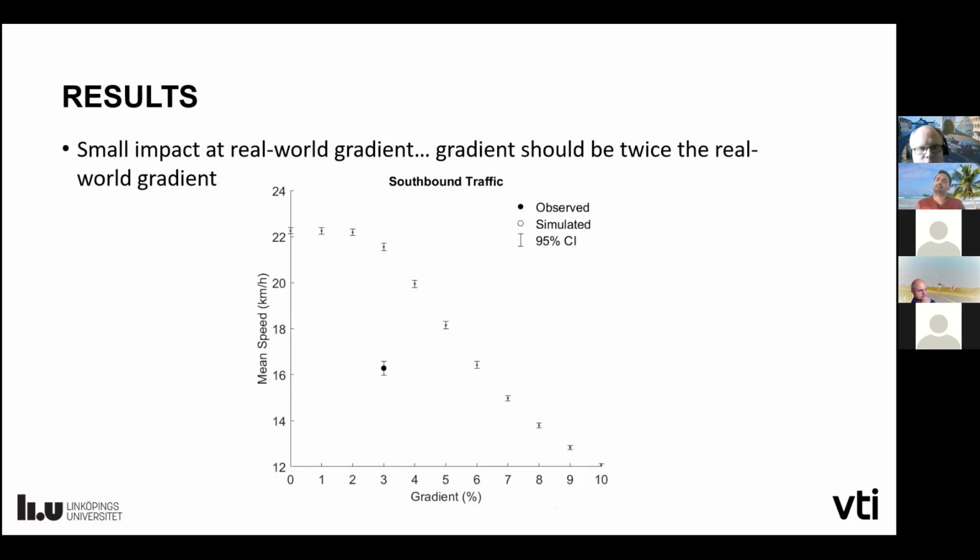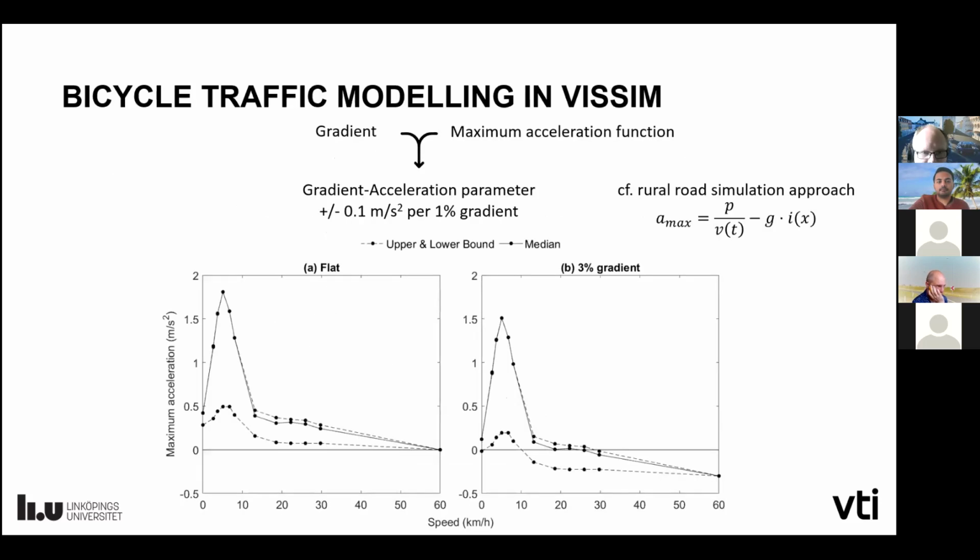Furthermore, when looking at the speed of the observation here, the black point, and then we simulated different gradients, we can see that it takes about double the gradient to get down to the average speed or distribution that we have in the observed data. So we can see that up to 3%, there's very little effect on the speed in the simulation. So of course, there are 2 options. One can try to calibrate this maximum acceleration function, and we could also think about adjusting this parameter of 0.1 meter per second squared per 1% gradient.